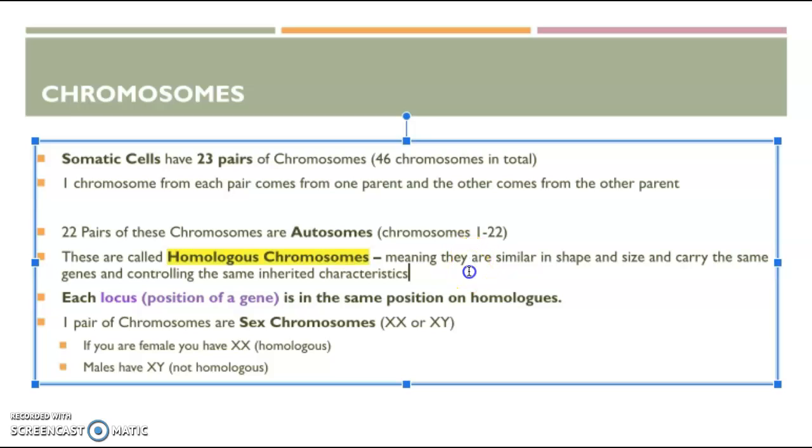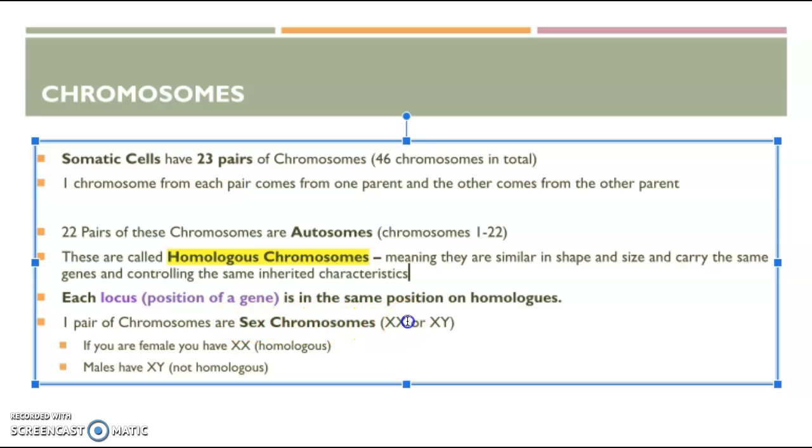So when we have 2 copies of chromosome 1, we call them a homologous pair. Homo, meaning the same. Homosexual, you like the same sex. Homo, that's our prefix for same. All right, so we call them homologous chromosomes, meaning they are similar in size and shape and carry the same genes. Okay, our sex chromosomes are not classified as a homologous pair.